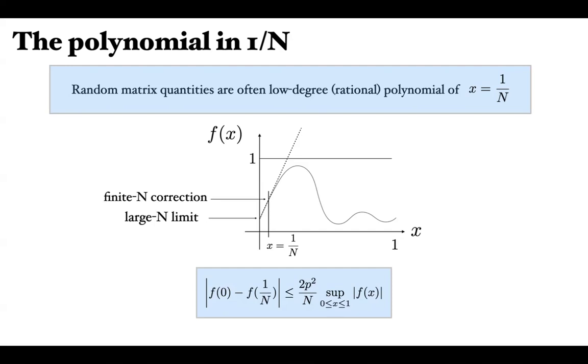And by the Markov inequality, as long as this function is low degree, whatever function it is, you always have this bound that controls how far it is from the f equals 0 limit. You get this very simple and actually very powerful bound on the right-hand side that depends only on the degree, so it's p squared, and also the supremum of the function. And it turns out the right-hand side really has the right form that's very relevant in a random matrix context.